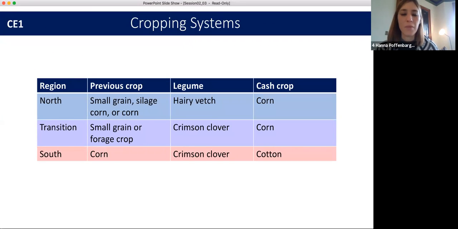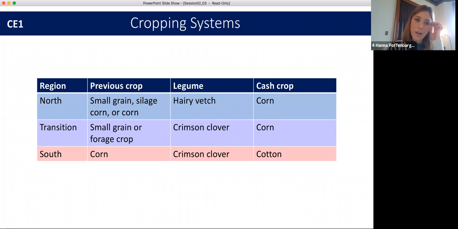All right. And then we have kind of switching gears. So our 3 regions are the North, Transition, and South, and they are just differentiated based on the legume cover crop and the cash crop. So the northern locations are growing hairy vetch as their legume, and followed by corn as their main cash crop. And then the transition region is growing crimson clover as the legume and corn as the cash crop. And the southern region is crimson clover followed by cotton.